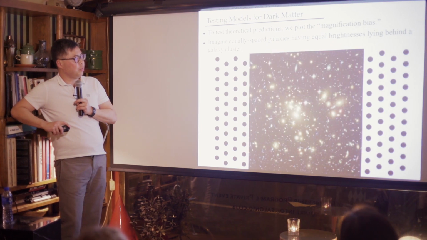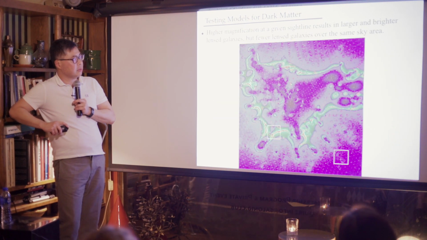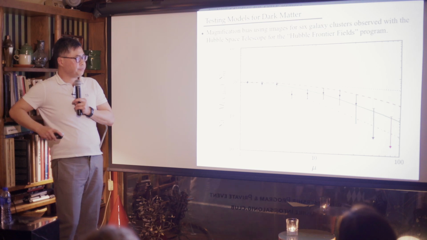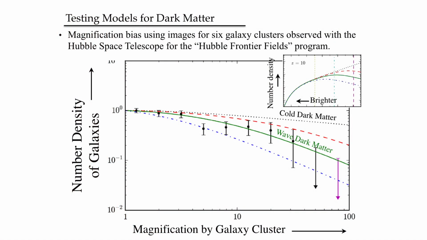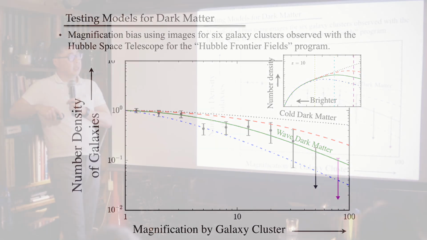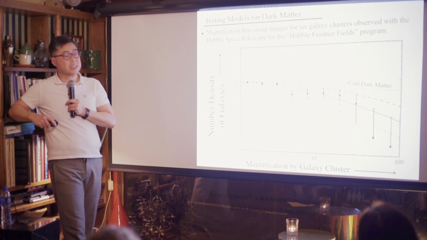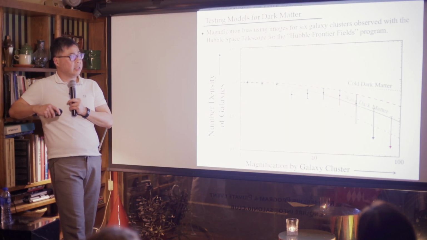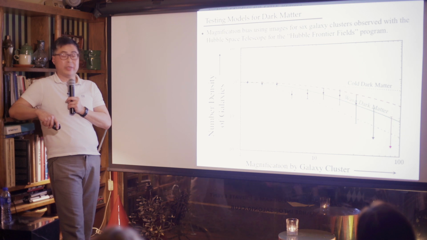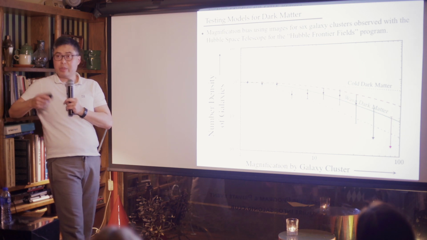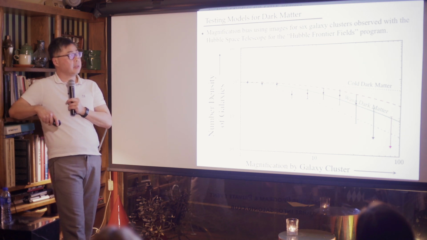Let me just show you the results. I don't have time to talk about this in detail. This is the amount of magnification by the galaxy cluster, factor 10, factor 100 magnification. This again is the space density of galaxies. This is what cold dark matter predicts. These three lines here are what wave dark matter predicts, depending on the mass we infer for the dark matter particle.